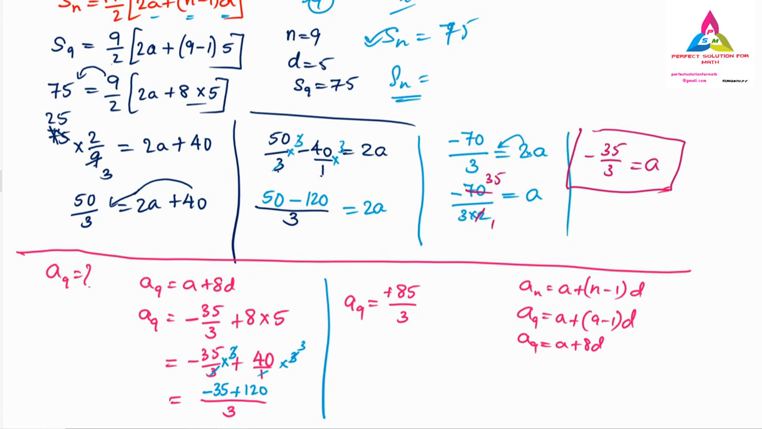because 8 plus 5 is 13, and 13 will not be divisible by 3. So this is our final answer. A9 value is plus 85 by 3 and A value is minus 35 by 3. Remember, these two things we have to write at the end. A value also you have to write and A9 value also write. So this is our final answer.